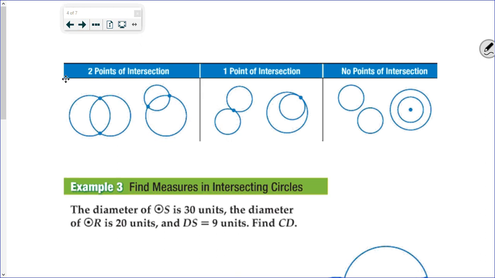So circles can intersect in many ways. Two points of intersection here. As you see, they can intersect at a single point, both these ways. And they could have no points of intersection as well. As you see here, just two circles drawn separately, or concentric circles would also have no points of intersection.